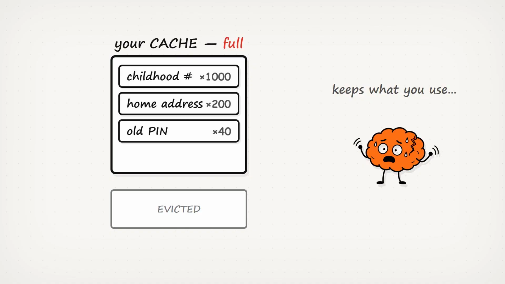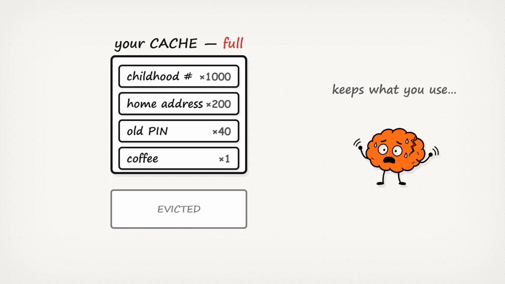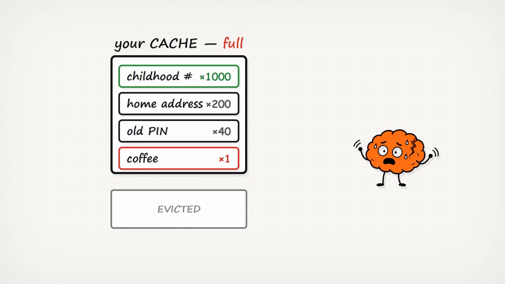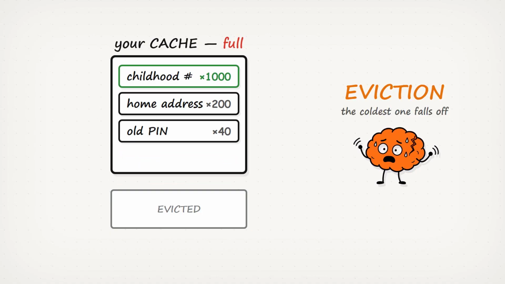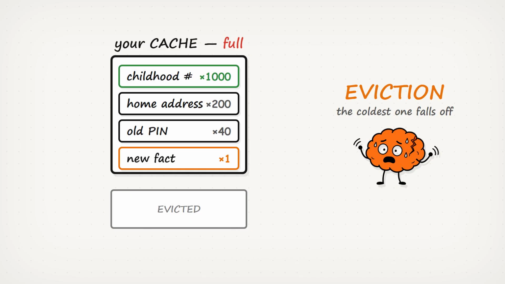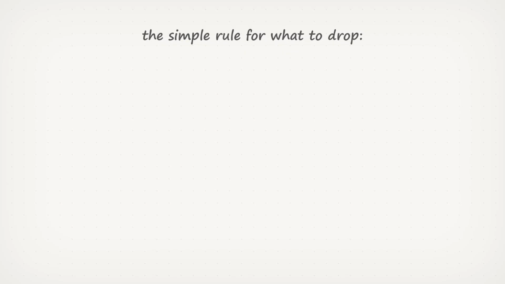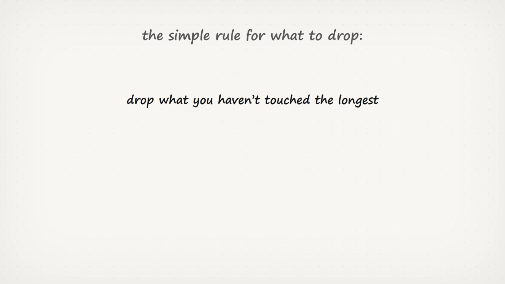It keeps what you use and drops what you don't touch. The number got dialed 1,000 times. The coffee cup got 1 glance. When the shelf is full, the coldest thing, the one you haven't reached for in the longest, falls off the edge. That's eviction. To keep this simple, we'll use one rule for what to drop. Throw out whatever you haven't touched in the longest time. It has a name, least recently used.